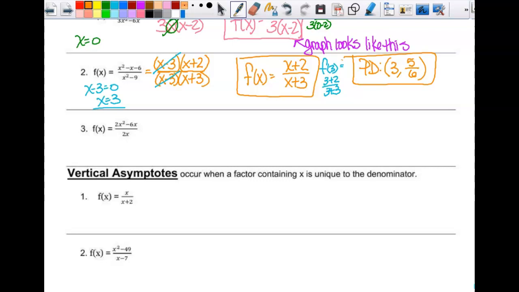What questions do you have? Anything? Easy enough? Did you find holes before? Sure. Did you? I think you do. I'm pretty sure that's part of algebra too.